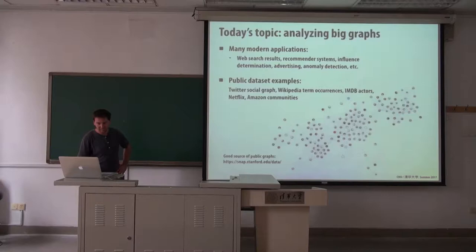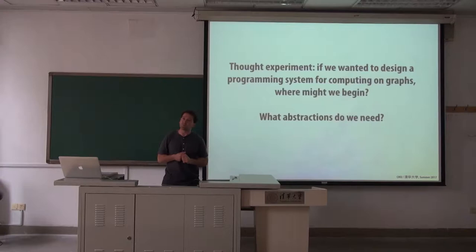So here's what I want you to think about just a little bit. So last time, we talked about two programming systems. We talked about one to do computing on meshes. And meshes are just graphs. And we also talked about one to do computing on images. Images are actually just regular graphs, in some sense.